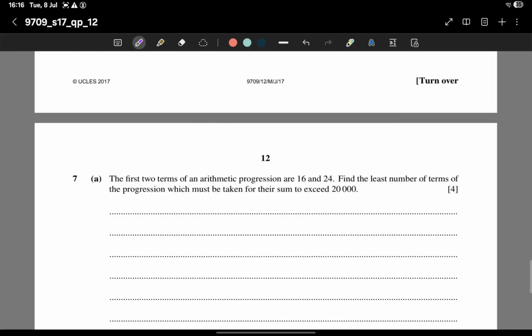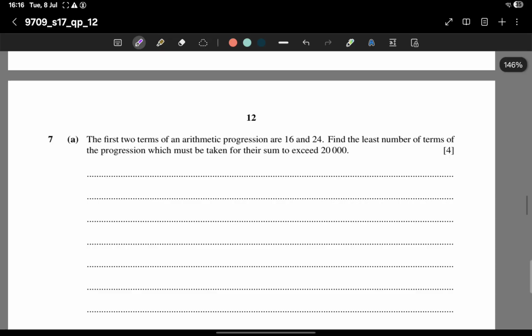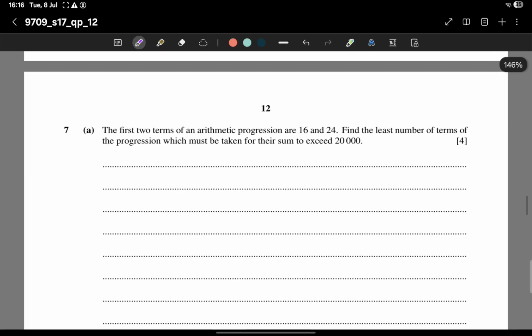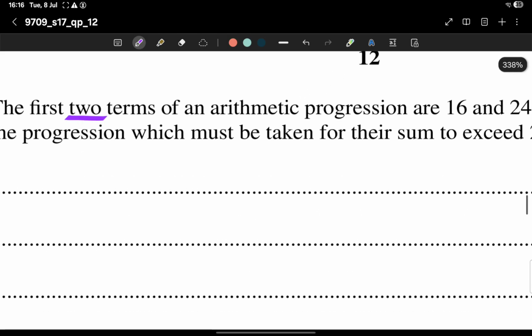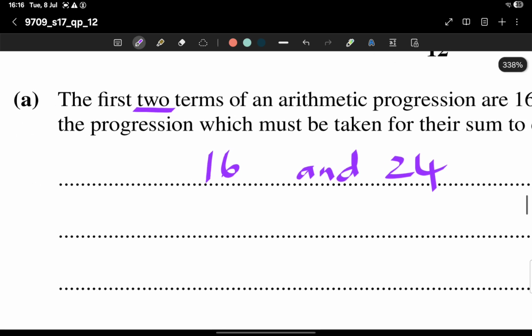So moving on to number 7, it says the first two terms of an arithmetic progression are 16 and 24. Find the least number of terms of the progression which must be taken for their sum to exceed 20,000. We are told the first two terms, meaning we have 16 and 24. This is our first term, so we can call it A, and this is our second term.